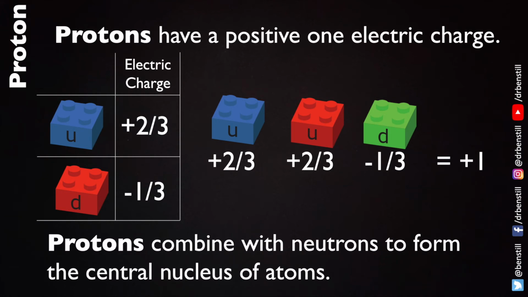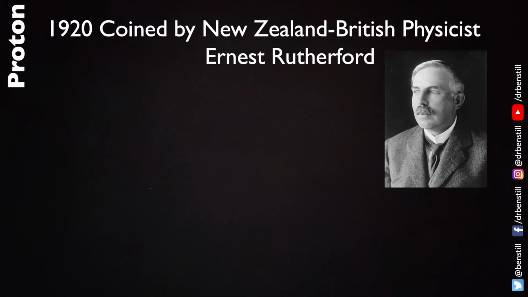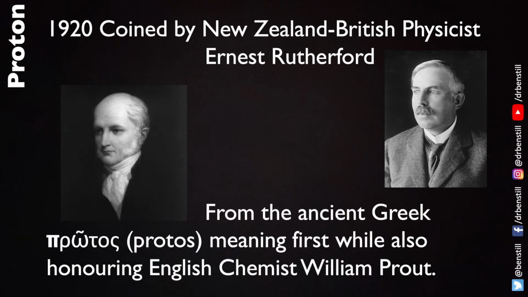Protons combine with neutrons to form the central nucleus of atoms. The name proton was coined in 1920 by New Zealand-British physicist Ernest Rutherford after a number of experiments which proved its existence. He took the name from the ancient Greek protos, meaning first, but he also gave a nod to the English chemist William Prout, who himself predicted that each of the atoms on the periodic table were just combinations of the lightest hydrogen atom.